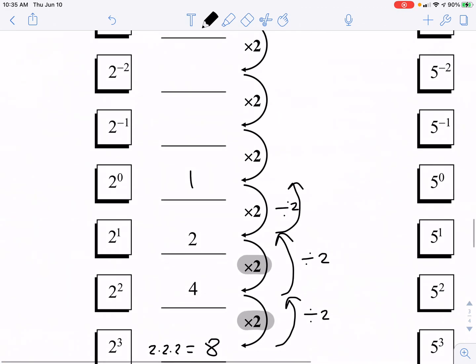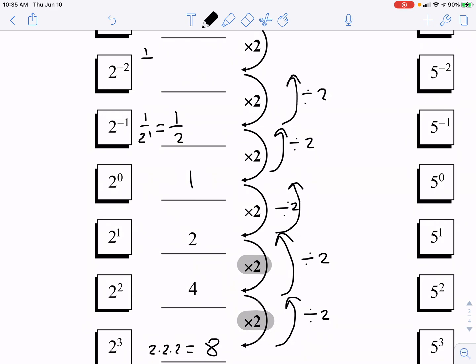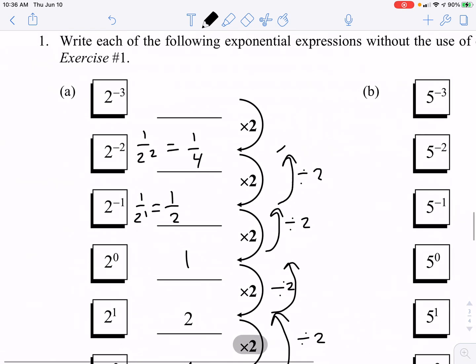2 to the first power, again, if we take 1 divided by 2, that would be 1/2. 1 over 2 to the first power is 1/2. If we divide it by 2 again, that is 1/2 of 1/2, which is essentially 1/4. 1/2 of 1/2 is 1/4. And if we divide by 2 again, we have 1/2 of 1/4, which is 1/8.